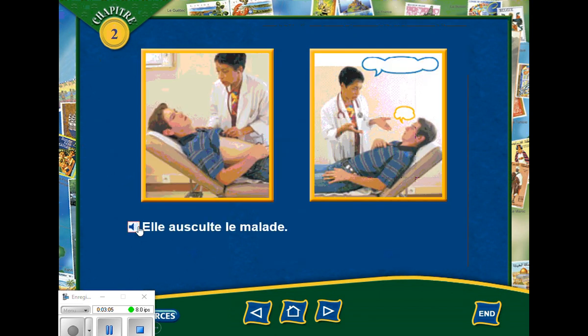Elle ausculte le malade. All right, now this verb is very strange. It's an ER verb. It's ausculter, and it literally means to listen to with a stethoscope, that whole thing. She listens with a stethoscope to the patient, or she listens to the patient with a stethoscope. You have to write that whole thing. Stethoscope. S-T-E-T-H-O-S-C-O-P-E. Stethoscope.